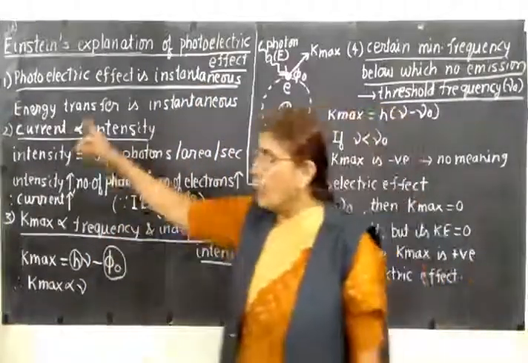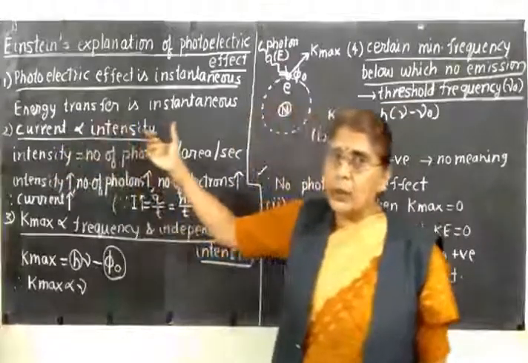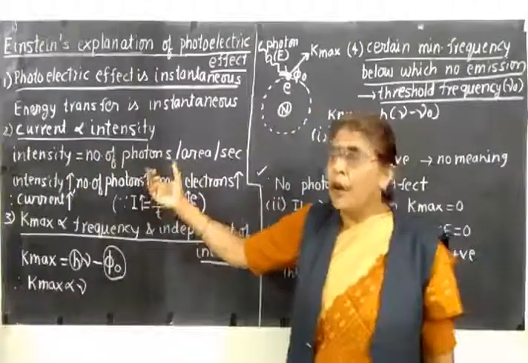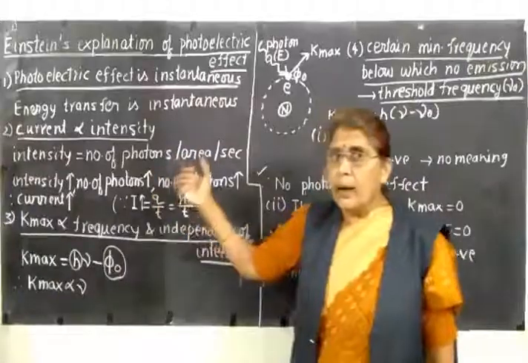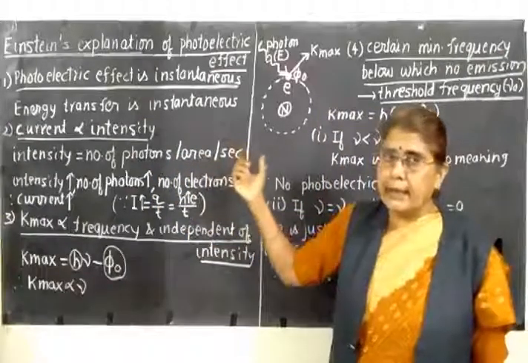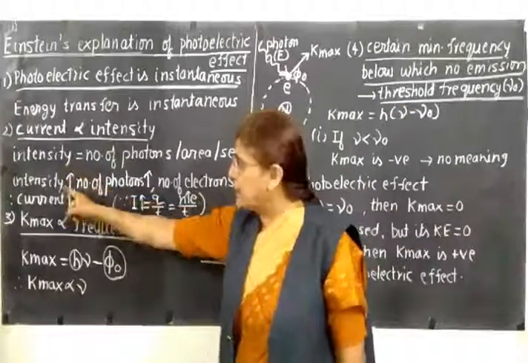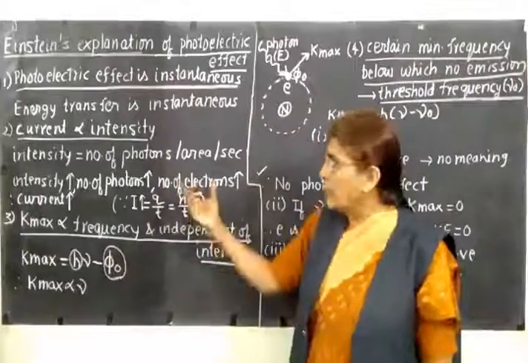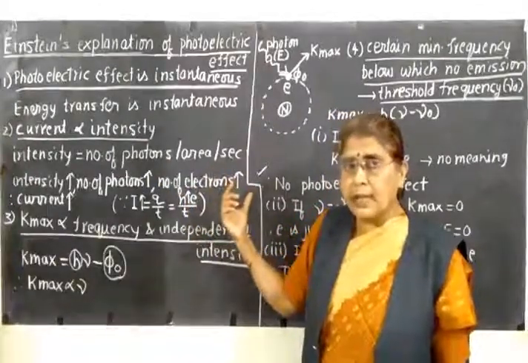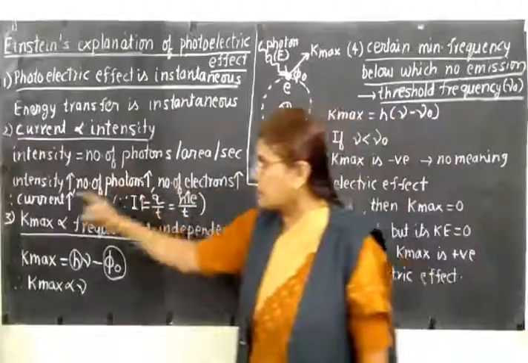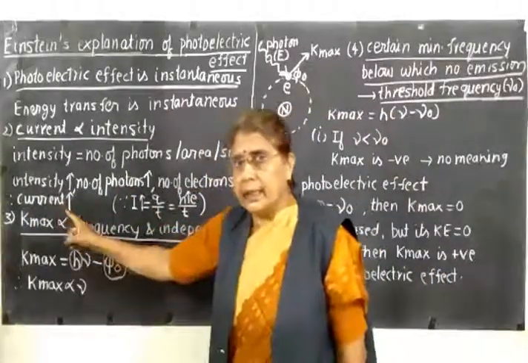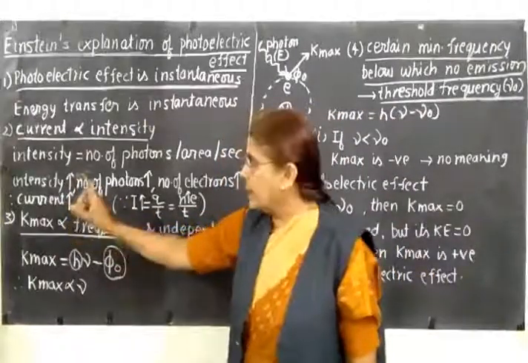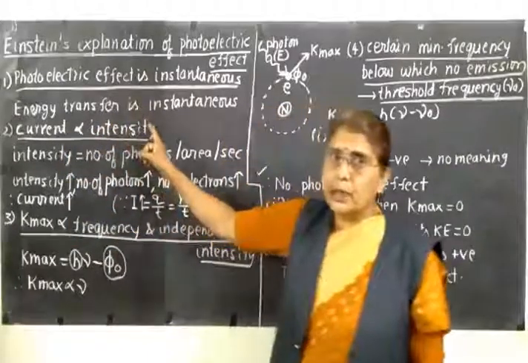Second observation, photoelectric current is directly proportional to intensity. What is intensity? Intensity of radiation is nothing but the number of photons incident on the emitter per unit area per second. So what happens if the intensity increases? The number of photons incident on the emitter increases. Therefore, the number of electrons emitted from the emitter also increases. Therefore, the current also increases. So we can say that if intensity increases, current also increases, or current is directly proportional to the intensity.